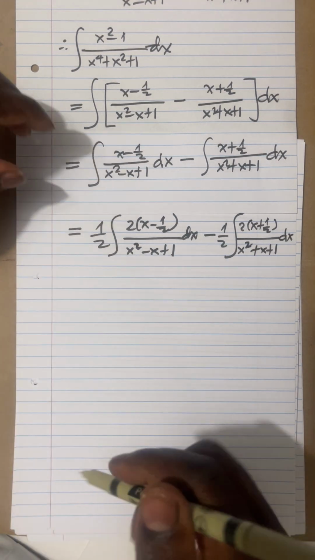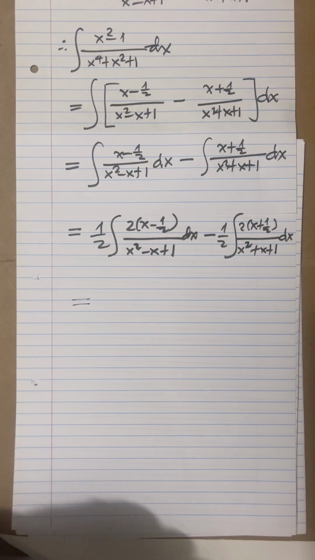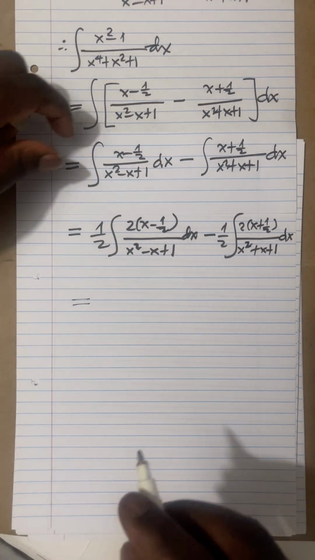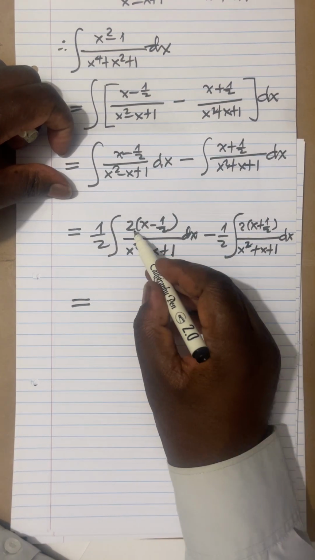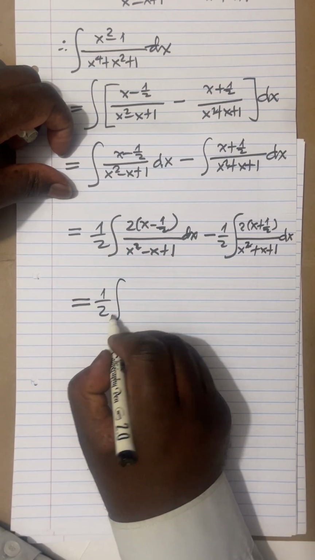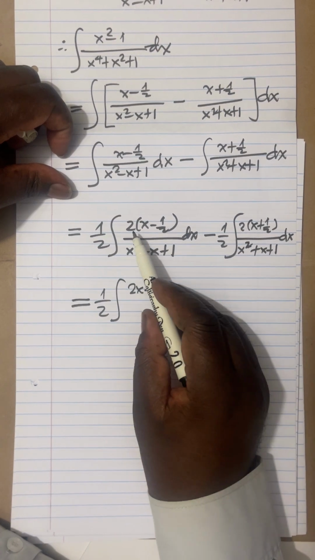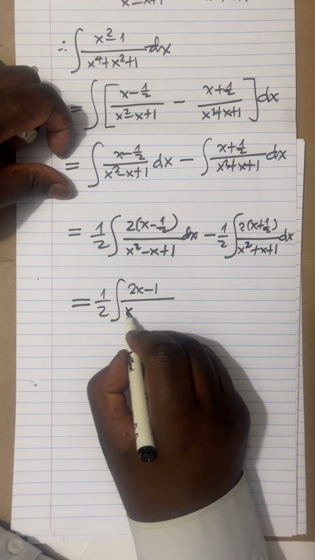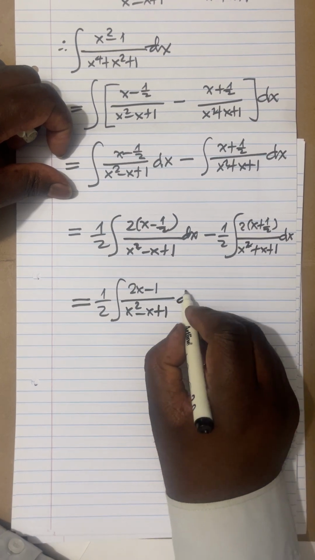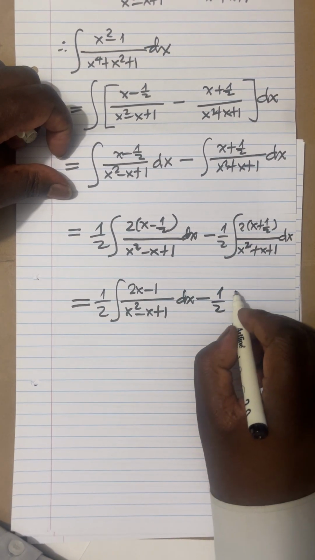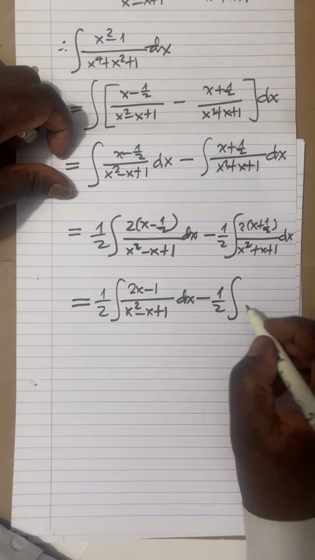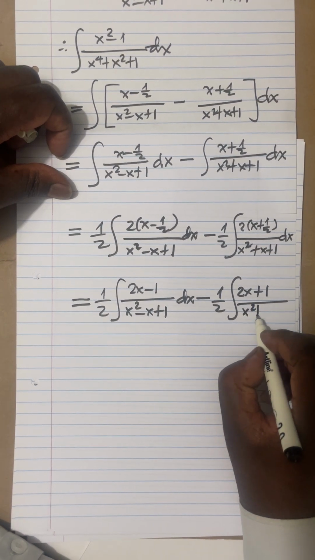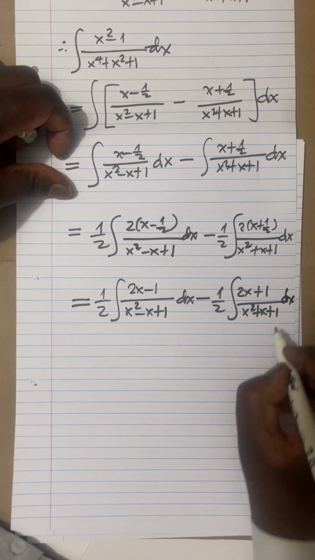You're going to get, hopefully this can be seen, the following. Now that's not very nice. Let me go back to my markers. So you're going to get that times x. So this is half the integral of 2x minus 1. If you notice, 2 times minus half is minus 1. And I have x squared minus x plus 1 dx, minus half the integral of, expand that out, 2 times x is 2x, 2 times half is positive 1, all over x squared plus x plus 1 dx.